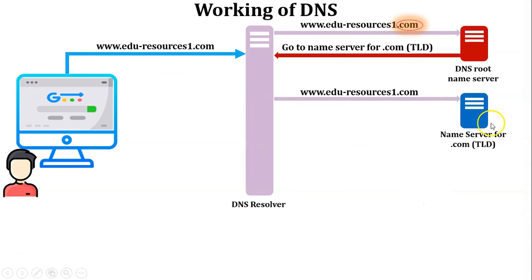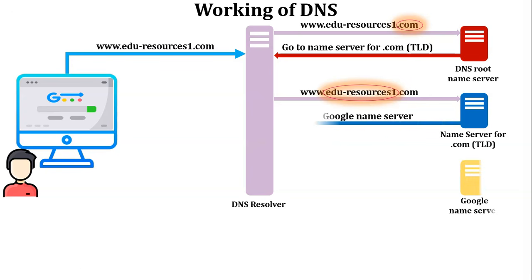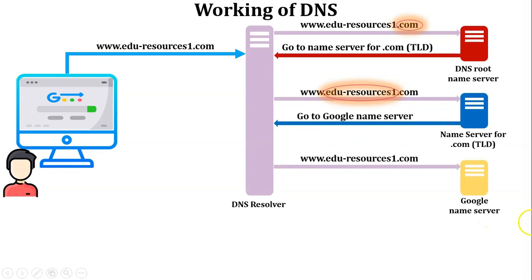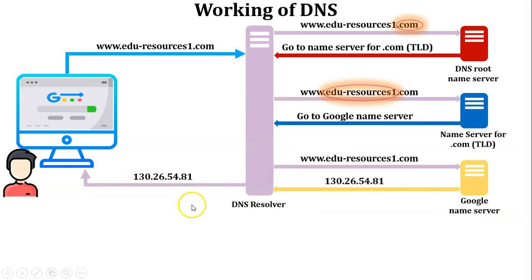Now the top level domain checks the second level domain. Here our second level domain is eduresources1. For example, our second level domain is registered to the google.com server. So the top level domain passes this URL to the second level domain Google name server. Now the Google name server checks this URL, finds the corresponding IP address of that registered website and passes this IP address to the DNS resolver. And the DNS resolver will pass this IP address to the user's web browser.